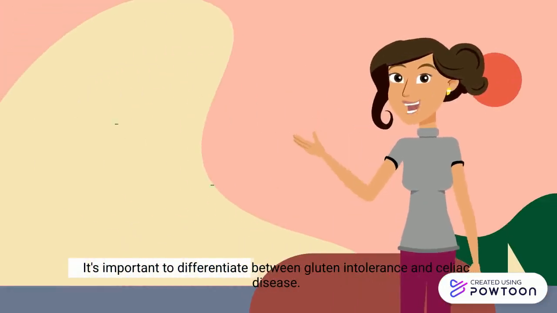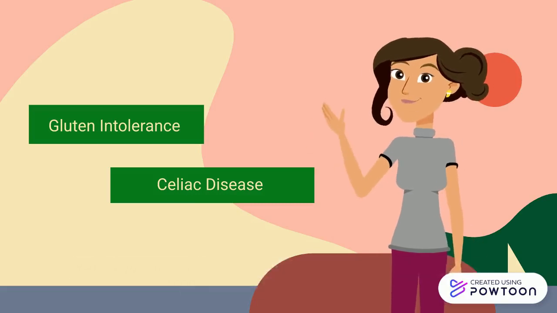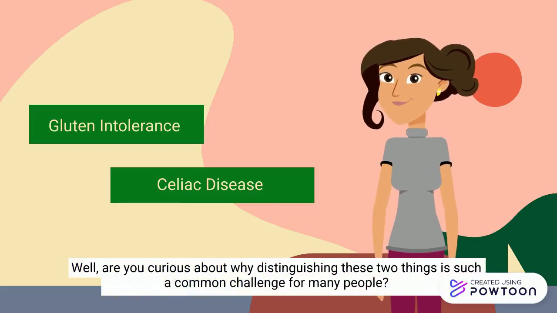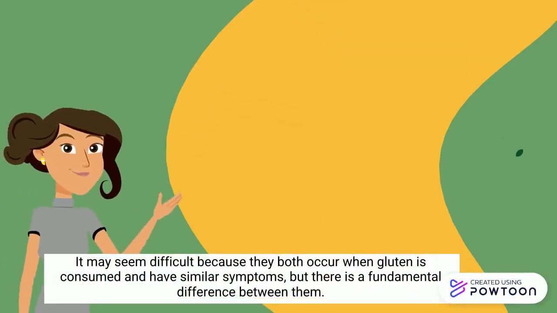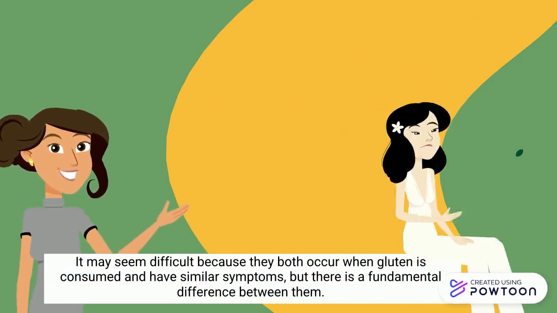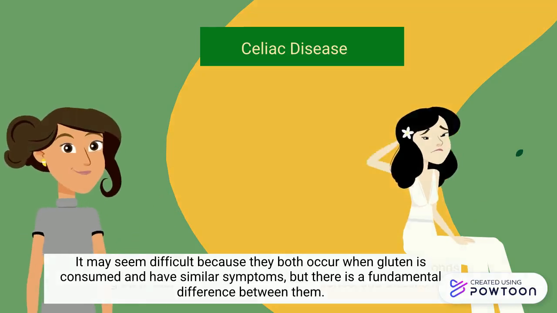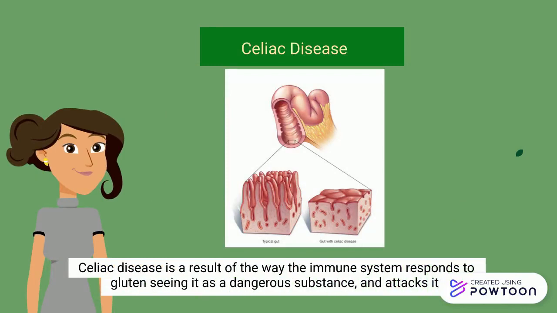It's important to differentiate between gluten intolerance and celiac disease. Well, are you curious about why distinguishing these two things is such a common challenge for many people? It may seem difficult because they both occur when gluten is consumed and have similar symptoms, but there is a fundamental difference between them. Celiac disease is a result of the way the immune system responds to gluten, seeing it as a dangerous substance and attacking it.